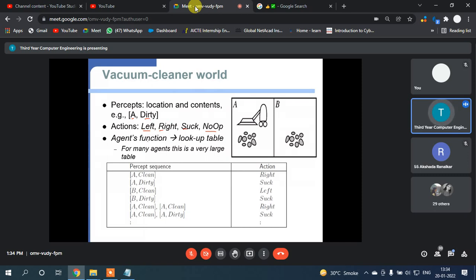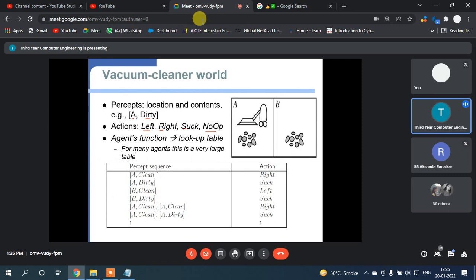And what is the agent function? Agent function is that the function where this agent, which can be the vacuum cleaner, does this operation. Okay, you can look up this table to see how it performs action. If many agents or multiple vacuum cleaners are there, then multiple agents can be used.